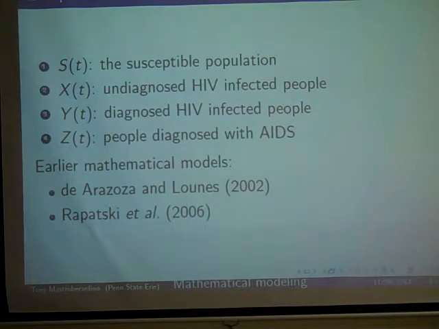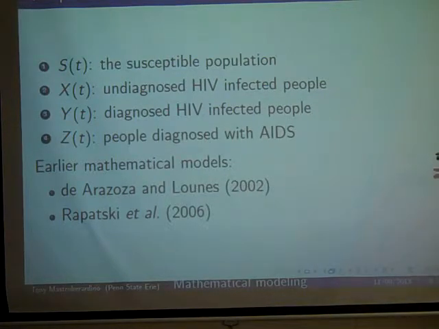And so basically our model is going to be an SI model, where we take the I compartment, those that are infected, and divide that into three subcompartments, X, Y, and Z. So X are those that are HIV infected but undiagnosed, Y are HIV infected, diagnosed, and then Z are those that are diagnosed with AIDS.